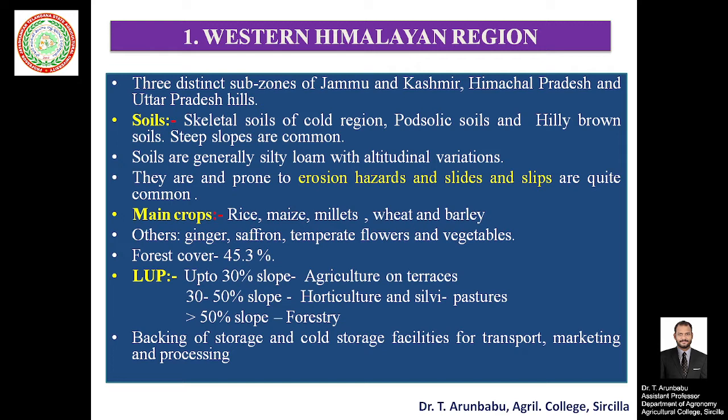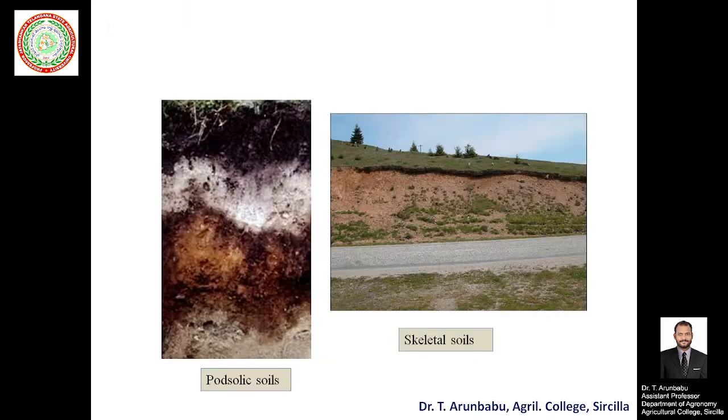And the major crops cultivated in this region are rice, maize, millets, wheat and barley. Coming to the land use planning, up to 30% slope areas are generally used for agriculture on terraces, and 30 to 50% slope areas are useful for horticulture and silvipastures, and greater than 50% slope areas are generally used for forestry purpose. So these are the skeletal soils you can observe here. Mainly in areas greater than 30% slope, generally rocky fragments, and podzolic soils because of the deposition of clay particles from one area to another area.